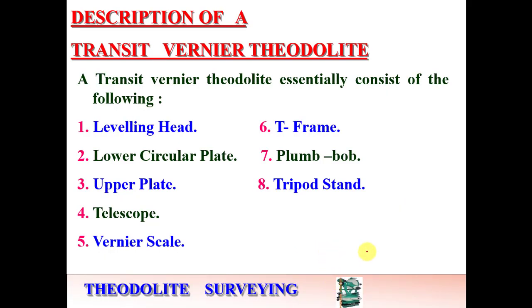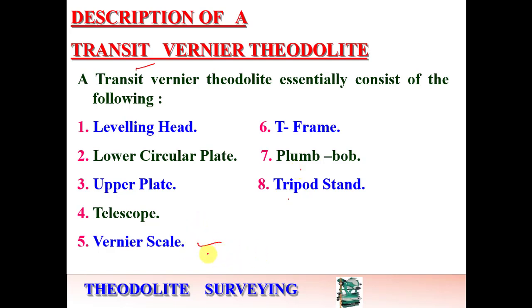We have different parts of the vernier theodolite. Okay, and this is your transit vernier theodolite. We will start from the bottom. We have the tripod at the bottom, then the plumb bob for centering, the T frame for supporting your telescope, as well as the vertical circle and the horizontal circle.